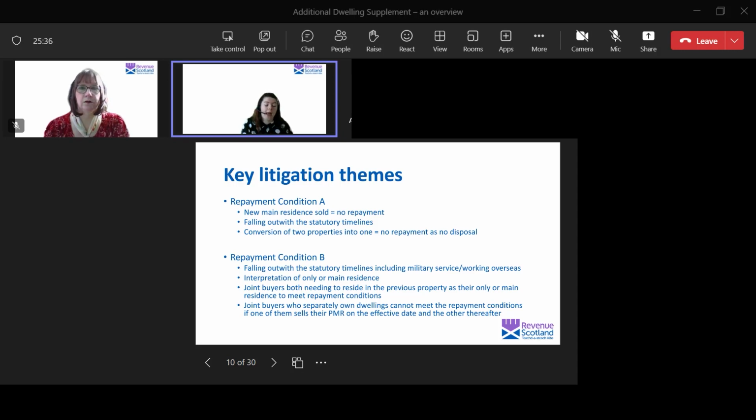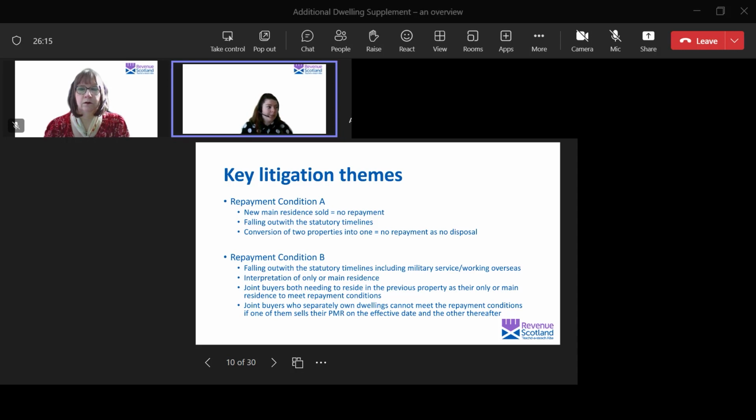We have people falling out with the statutory timelines. So a property may have been disposed of, but it's not within the 18-month period that's stipulated in the legislation. And then we have another case which is a little bit more niche, but it has come up in tribunal, so we will go through it. And it looks at where you are converting two properties into one. So you're residing in one property, you've bought the house next door, you're knocking it through, converting it into one, and you wouldn't get the repayment in this case because there hasn't been a disposal of an ownership of a dwelling. But we'll talk about that a little bit more later on.